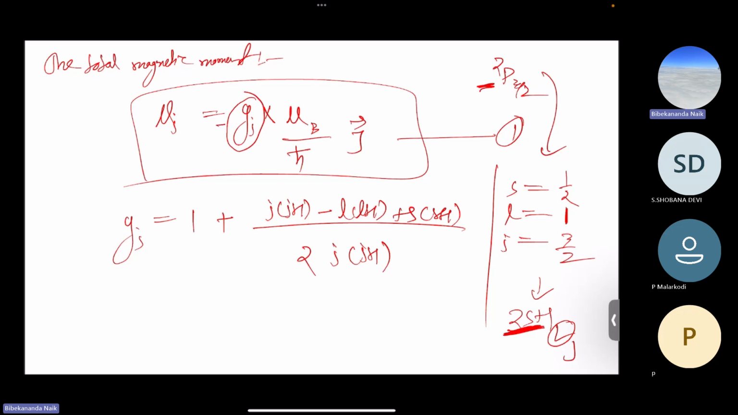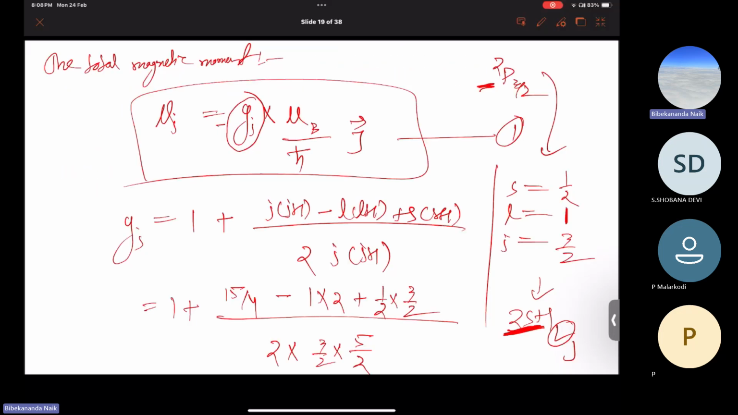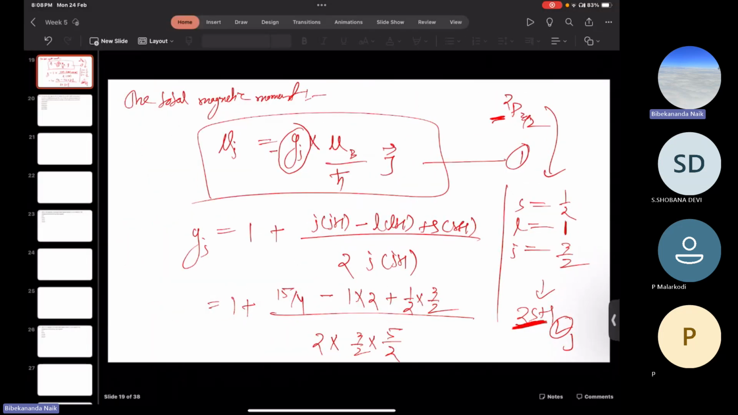So if we put these values of S, L and J, what we will get? 1 plus J into J plus 1, 3 by 2 into 3 by 2 plus 1, 3 by 2 into 5 by 2, which will be 15 by 4, minus L into L plus 1, 2, plus S into S plus 1, 1 by 2 into 3 by 2, divided by 2 into J into J plus 1. J is 3 by 2 into J plus 1 is 5 by 2. So if you calculate it, let me add another slide.